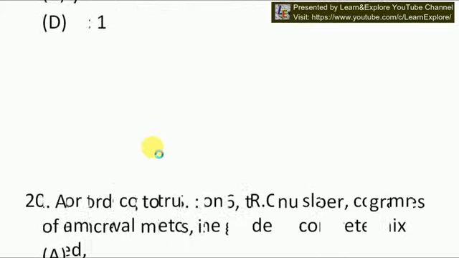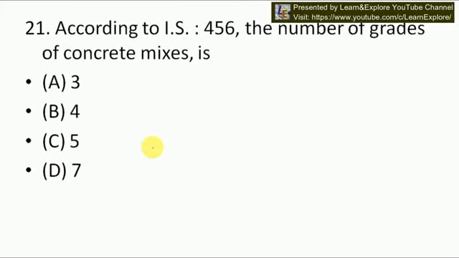So our next question is, according to IS 456, the number of grades of concrete mixes is what? Options are 3, 4, 5, and 7. So according to IS 456, the number of grades of concrete mixes is 7. So our answer is D, right?